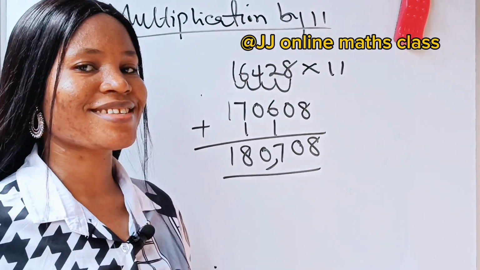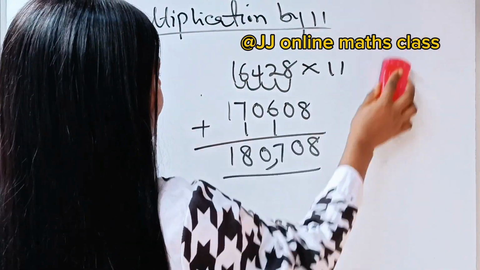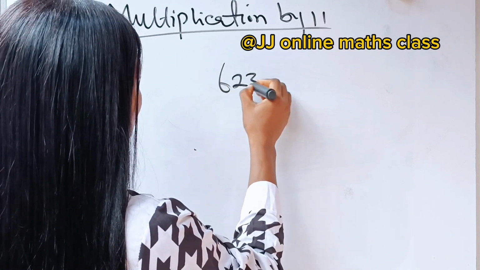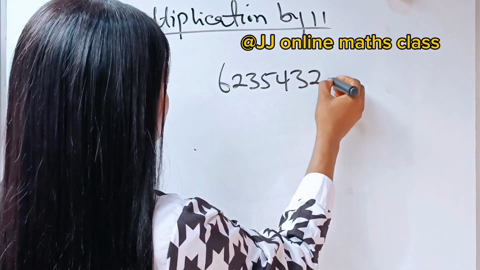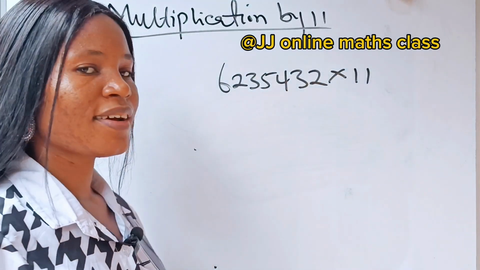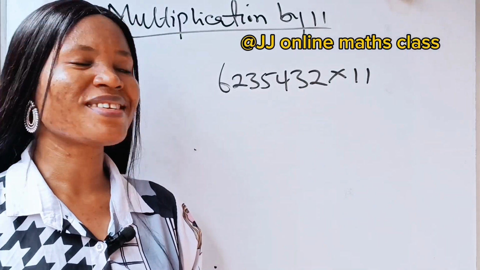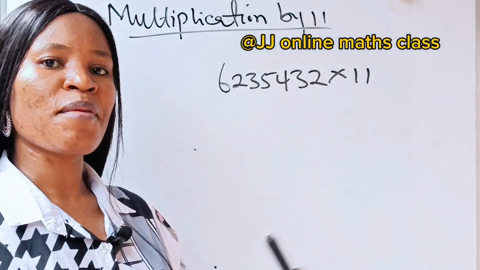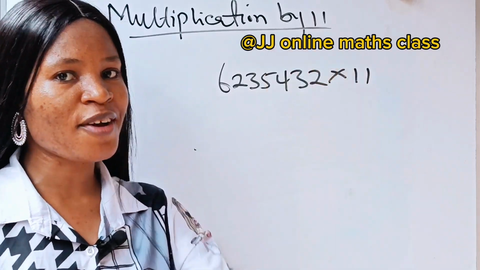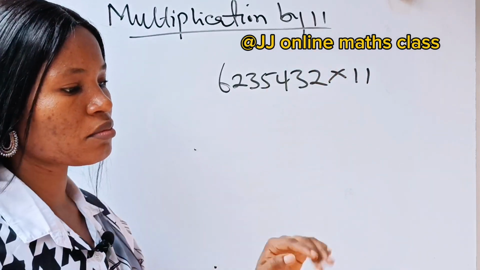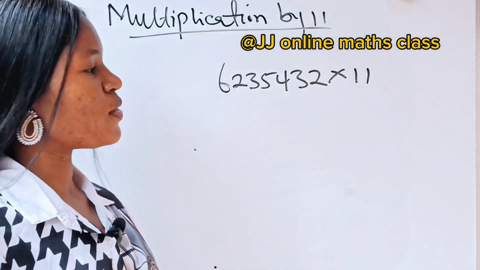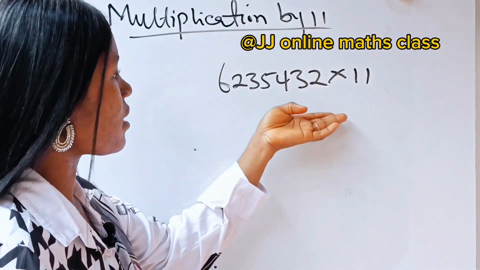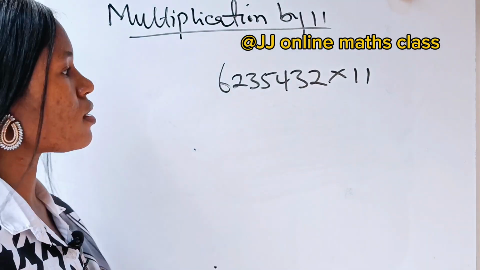Okay, the last but not the least, that long one that I solved that time, 6235432 times 11. Now I know you can solve this without a calculator and in a twinkle of an eye. How many of you got the solution? Because I know by now you're supposed to have given me the solution. Okay, let's do it together. This is pretty easy. It doesn't even have tens. Yeah, I can't see any tens here, so it's pretty easy.